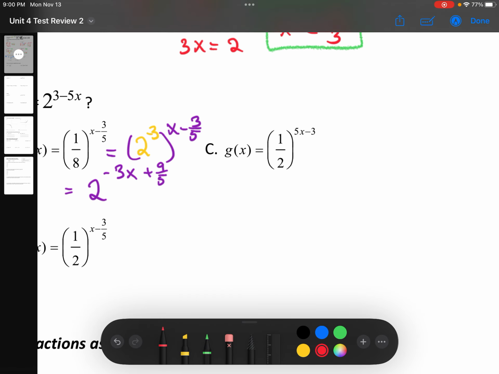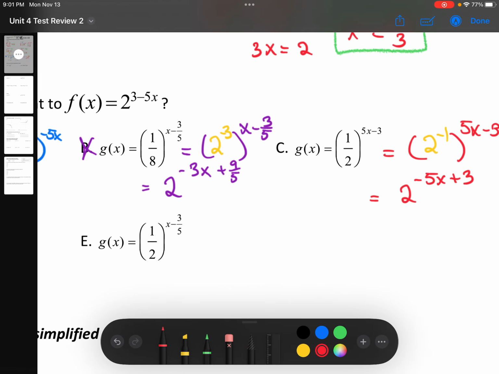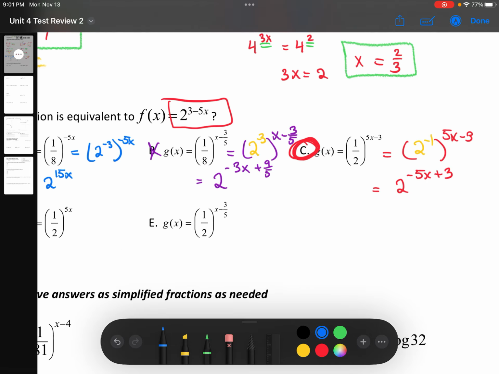Let's look at C. We have a base of 1/2. We want that base to be a base of 2. 1/2 is 2 to the negative 1. Negative exponent flips, so 2 to the negative 1 will flip to 1 over 2. And this equals 2 to the power of negative 5x plus 3. And that truly is equal because negative 5x plus 3 is the same as positive 3 minus 5x. So answer choice C here is the one that is equivalent.